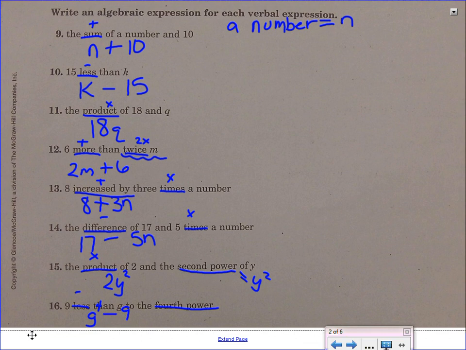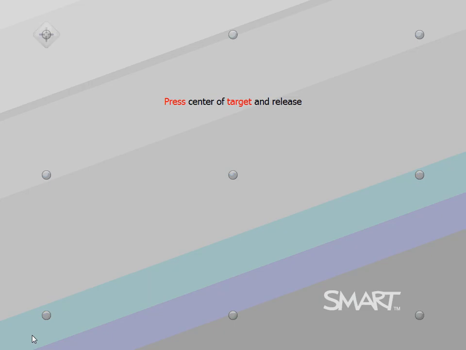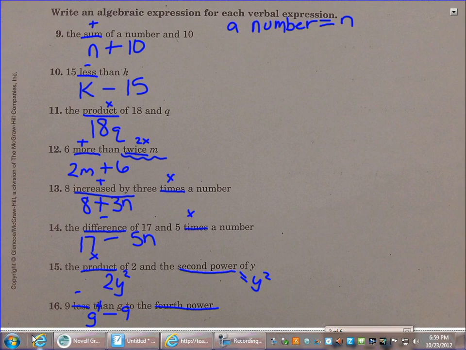Alright, bear with me while I reorient. So we can continue on with the back side of the worksheet.